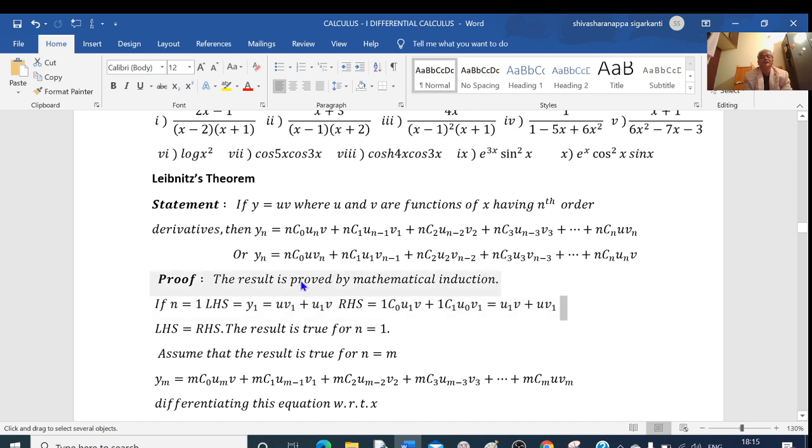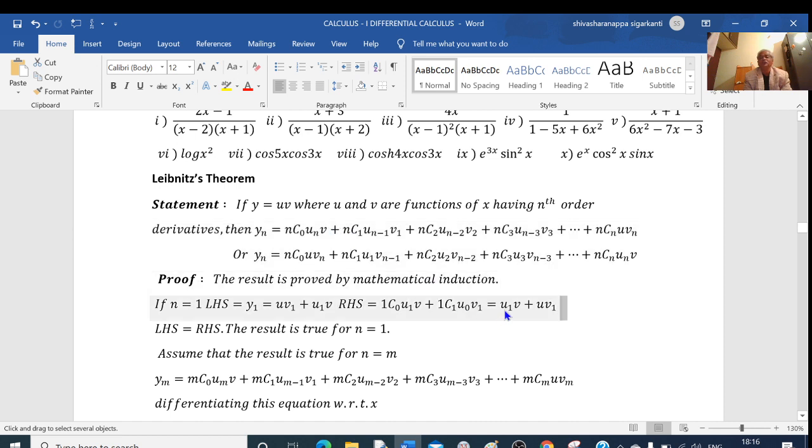What is the right hand side? The right hand side is nC0. 1C0 is 1, u_1 v, plus 1C1, that is also equal to 1, u_0. u_0 means differentiation of u 0 times, that is u as it is, into v_1. Okay, so I am getting only two terms on the right hand side.